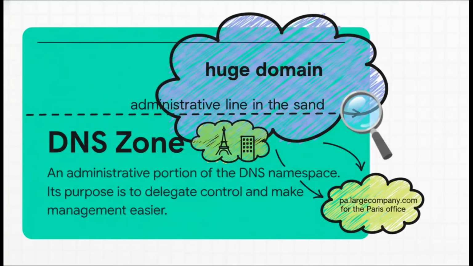So what actually is a DNS zone? Well, officially, it's an administrative portion of the DNS namespace. You can think of that namespace as the internet's gigantic hierarchical address book. By creating a zone, you're essentially just taking your massive domain like largecompany.com and carving it up into smaller, much more manageable pieces, like say para.largecompany.com, just for the Paris office.